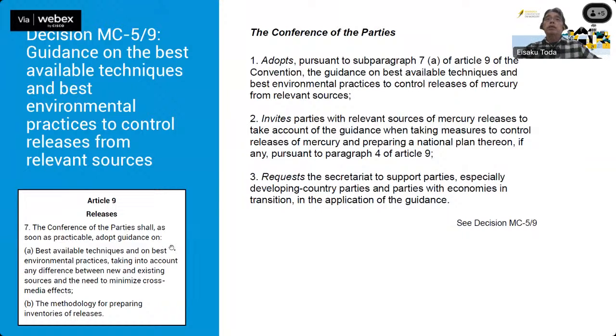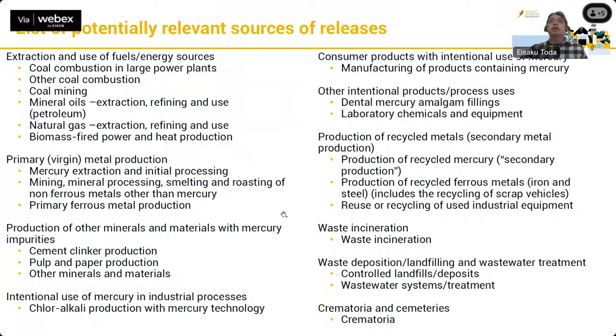So Article 9 of the convention says that the COP shall adopt two kinds of guidance. One is the BAT-BEP guidance, and the second is the inventory guidance. The decision MC5/9 adopted the guidance and invited parties with relevant sources to take into account the guidance when taking measures. So this is what the COP requested the parties to do. The list of potential relevant sources of releases was already agreed at COP4 as part of the inventory guidance, and this list is in line with the mercury inventory guidance, which I will refer to later.